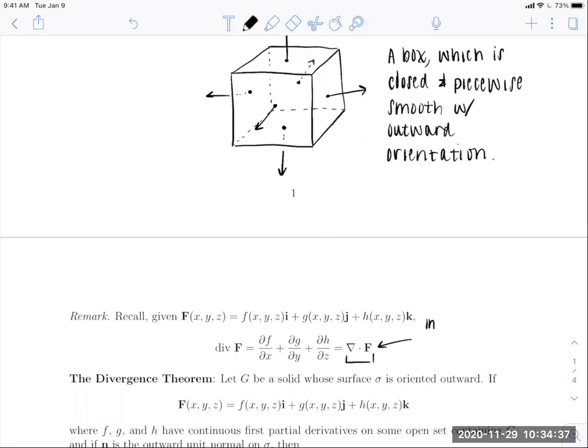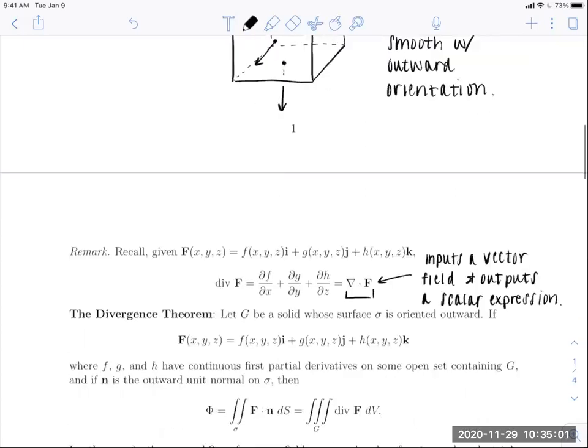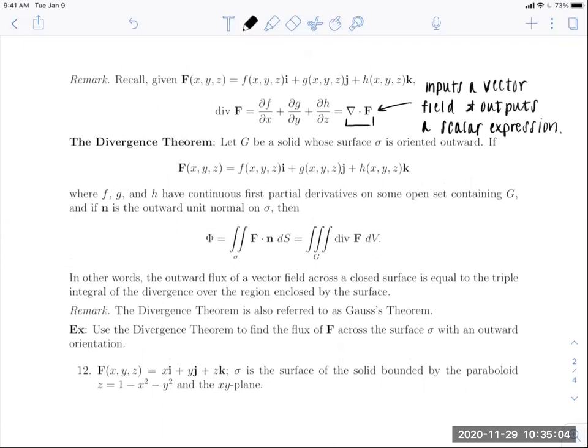So divergence inputs a vector field and outputs a scalar expression. I say it over and over again, but it's so important in Calc 3 to remember what your output is. Are you working with a scalar or a vector? So I shouldn't see any i hat, j hat, k hats, or angle bracket notation when we're working with divergence, right? This is a scalar expression.